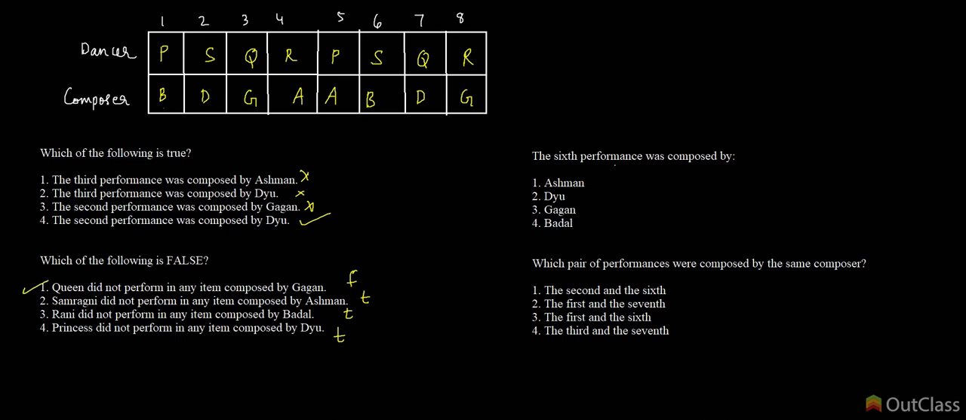Next question is, sixth performance is composed by whom? That will be Badal. And the last question, which pair of performances were composed by the same composer? It's 1 and 6, 2 and 7 and so on. First and the sixth is the correct option from the given options.